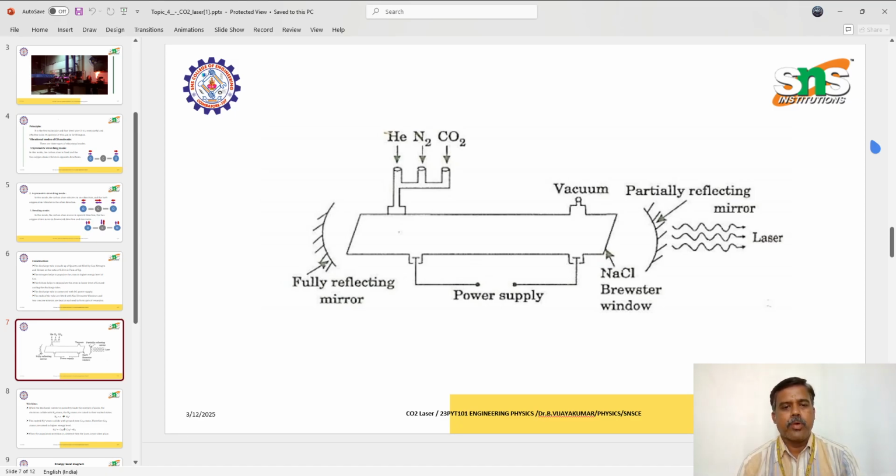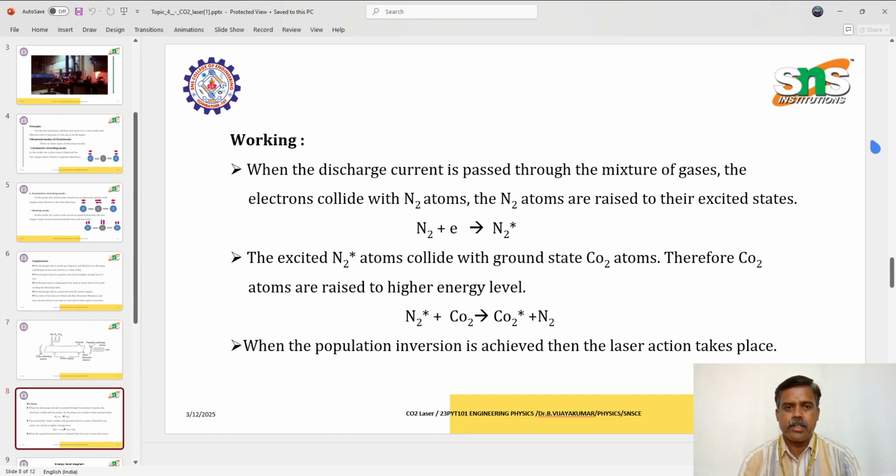This is the block diagram of the CO2 laser. The quartz tube is full of the three gases CO2, N2 and helium at a particular ratio. The ends of the tube are NaCl Brewster windows, which act as a polarizer. Outside the two ends of the quartz tube, one side has a partially reflecting concave mirror and the other side a fully reflecting concave mirror. The laser beam exits from the partially reflecting side.